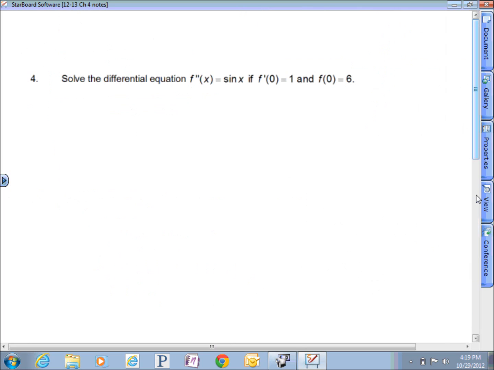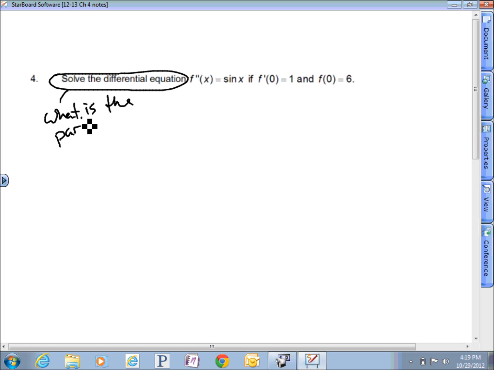Solve the differential equation. What is the particular f of x? That's what I'm trying to figure out. I want the specific function that goes through f prime of 0 equals 1 and f of 0 equals 6.